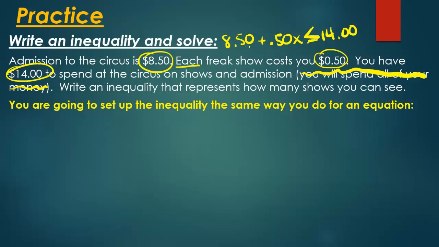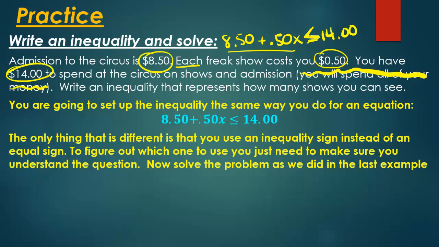$8.50 plus 50 cents times x is less than or equal to 14. Does that make sense? Yes, it does, because we can't spend more than $14. So that means that this amount has to be less than or equal to the 14, which is what I have right there. Now we're going to solve it just like we did in the previous example.